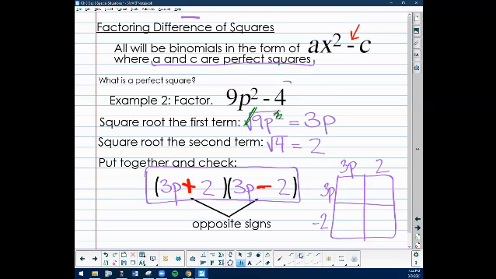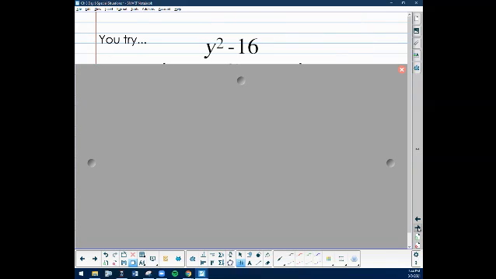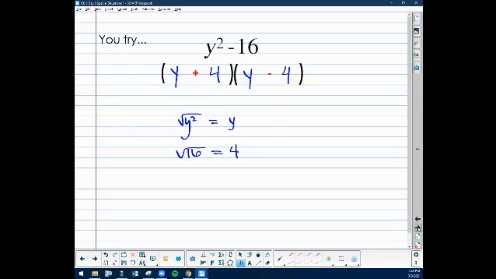Okay, now it's time for us to try. Follow the same pattern. So you try square root of the first, square root of the second, and then you're always going to have parentheses with opposite signs. So go ahead and do this problem. Pause the video. Try this problem. All right, hopefully you tried it and you got y plus 4 times y minus 4.